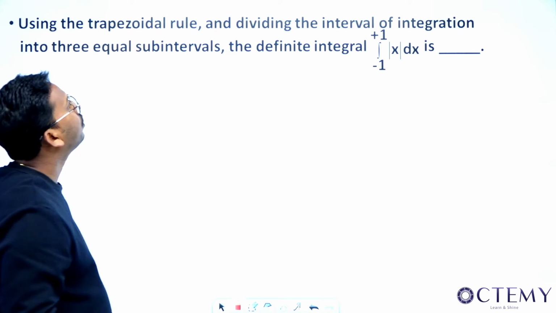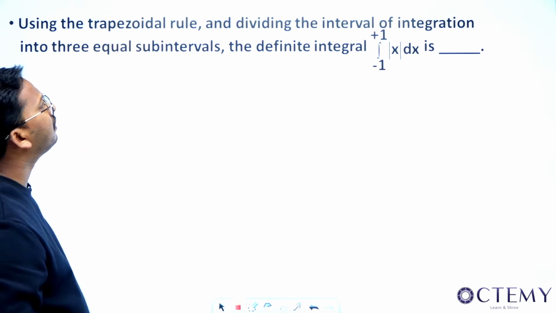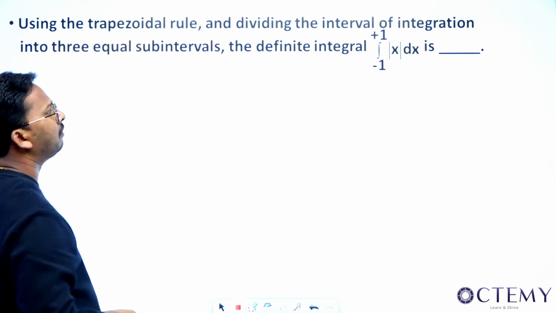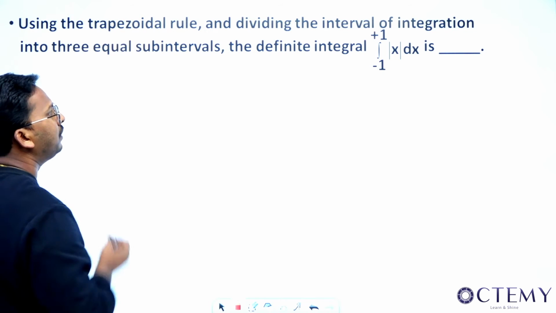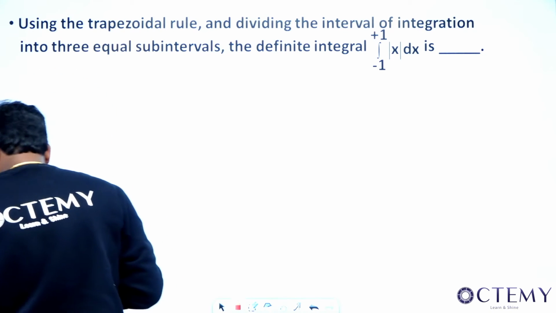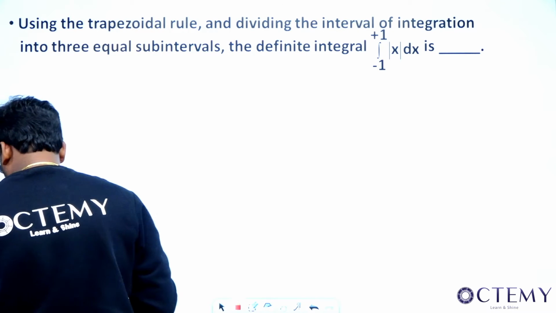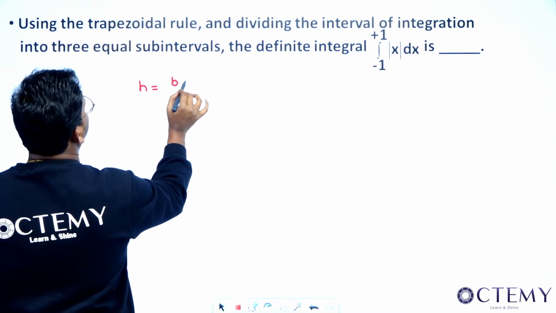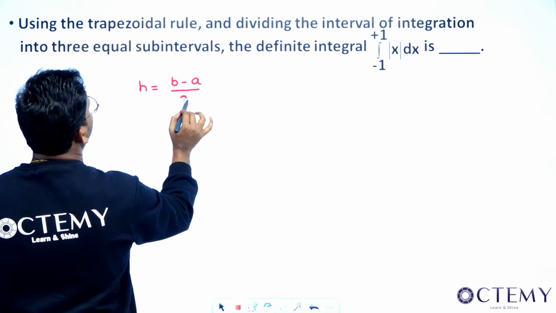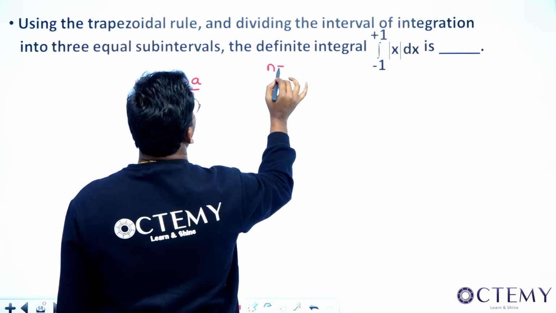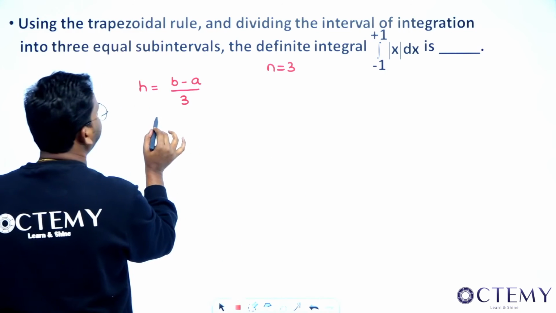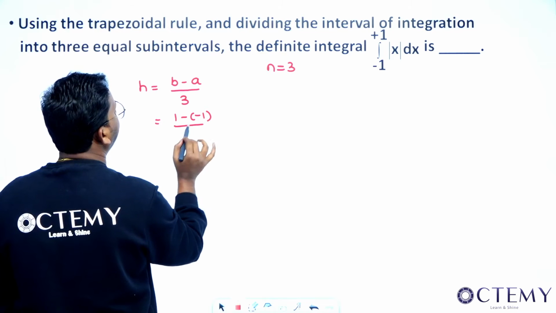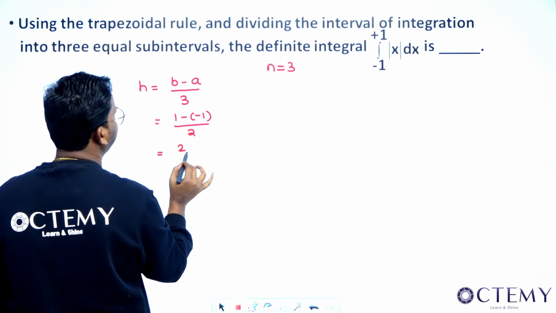Using the trapezoidal rule and dividing the interval of integration into 3 equal subintervals, okay, the definite integral is what? If you want to divide it into 3 equal subintervals, what are you going to get h as? Your h will be (b minus a) by 3. The number of intervals he is talking about is 3. So b minus a is 1 minus (minus 1), which is 2. So your h is 2 by 3.